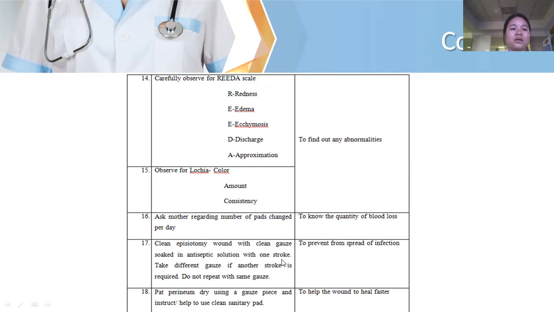We should not repeat the same cotton for the next stroke. Take a different gauze. If another stroke is required, do not repeat with the same gauze, to help in preventing the spread of infection. The next, after completing this, pat the perineum dry by using the gauze and instruct or help to use a clean sanitary pad. If she is able to put on this clean sanitary pad, then she can do it. Otherwise, we can assist in doing so.